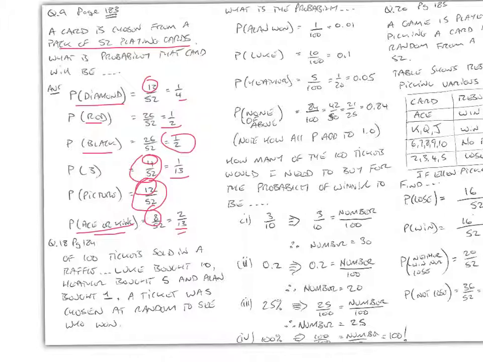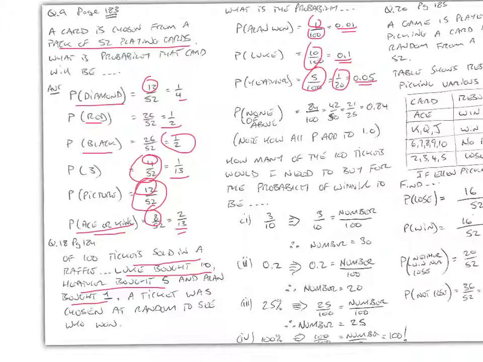Now, let's look at this example. Of 100 tickets sold in a raffle, Luke bought 10, Heather 5, Alan 1. A ticket was chosen at random to see who'd win. What's the probability that Alan would win? Well, Alan bought one ticket in 100, so his probability of winning is 0.01. Luke bought 10, so his probability of winning is higher, it's 0.1. Heather bought 5, so she's a 1 in 20 chance, so her probability of winning is 0.05.